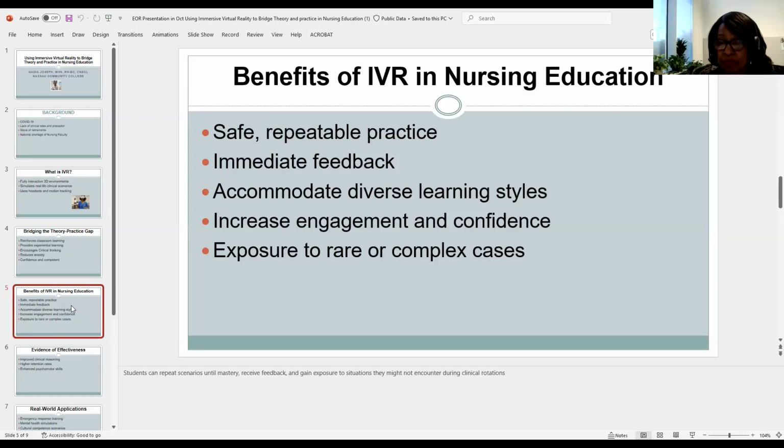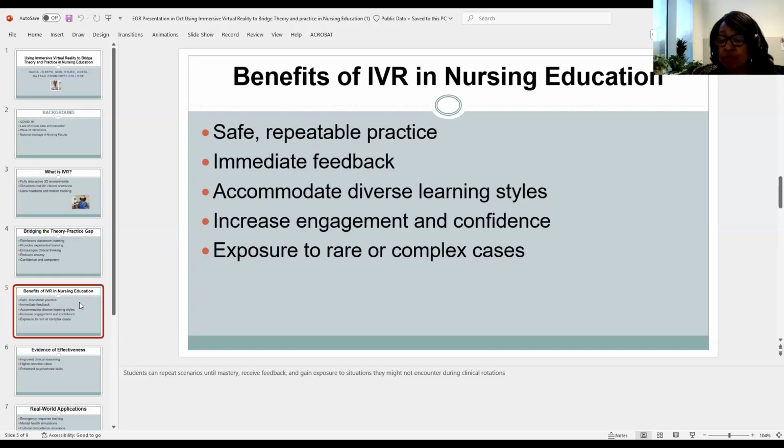Absolutely, it is a safe device. The student, the learner, or the newly graduated nurse can repeat it constantly to make sure that they are competent. That device provides feedback, so they don't have to wait for the faculty, which is the best thing. It accommodates diverse learning styles, because some of us can see. It also increases engagement and confidence, and exposes learners to rare or complex cases.